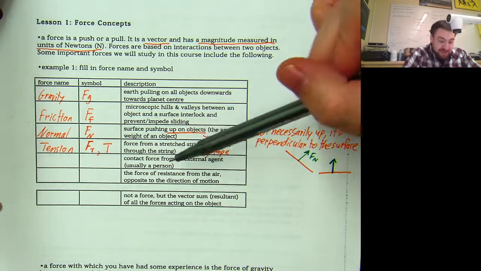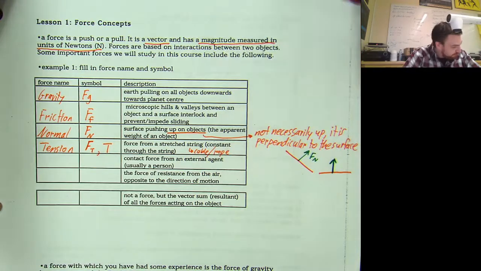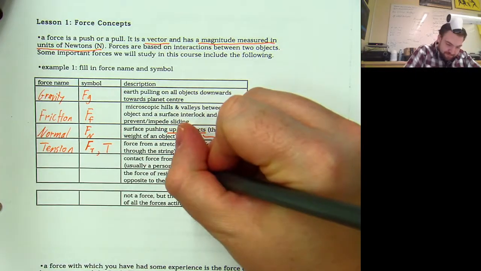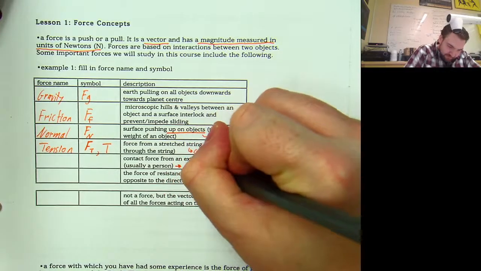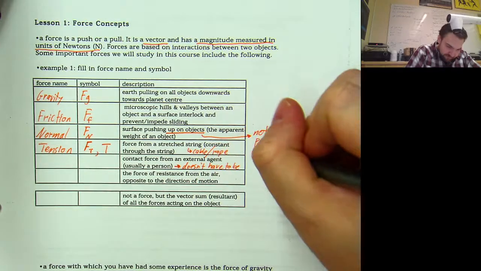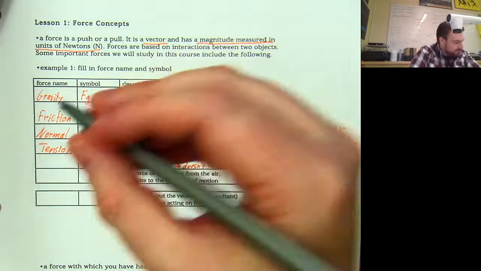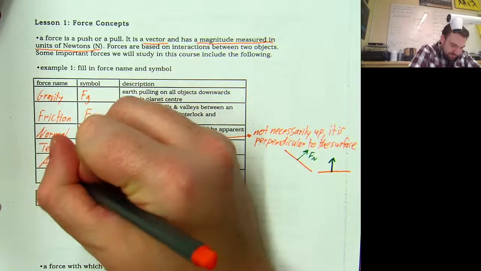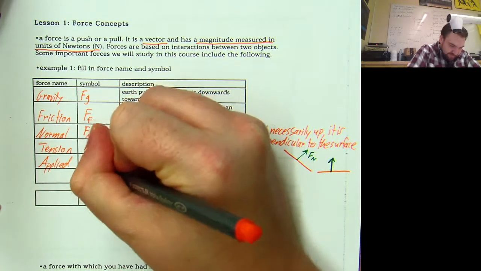Then there's a contact force, usually from an external agent, usually a person. Doesn't have to be a person. But this contact force from an external agent, we typically call that an applied force. We'll call that FA.